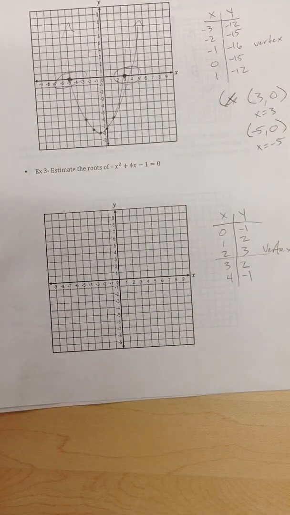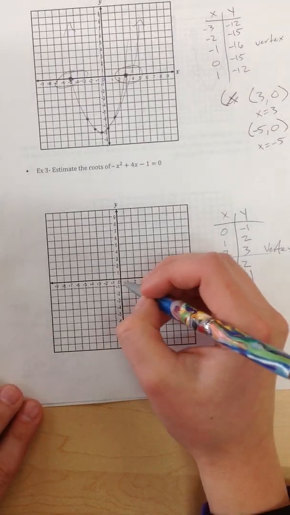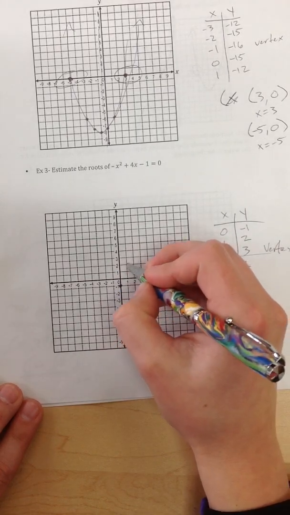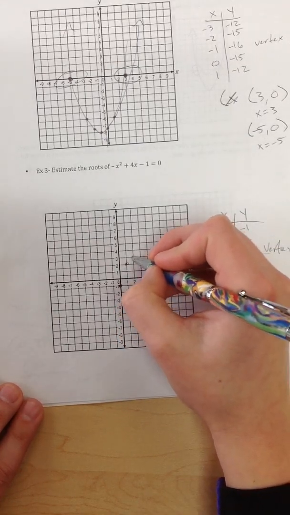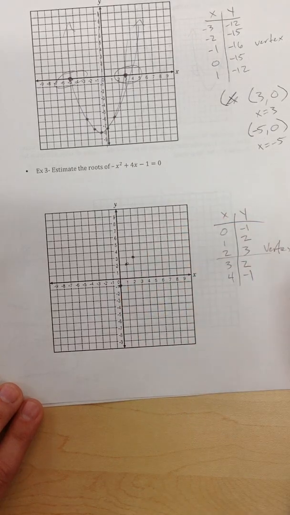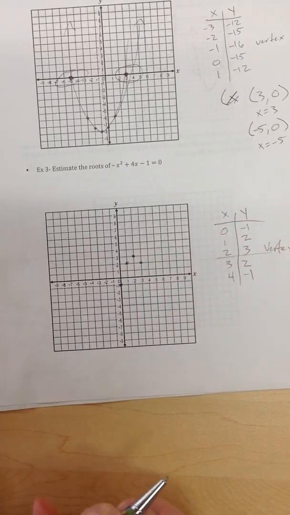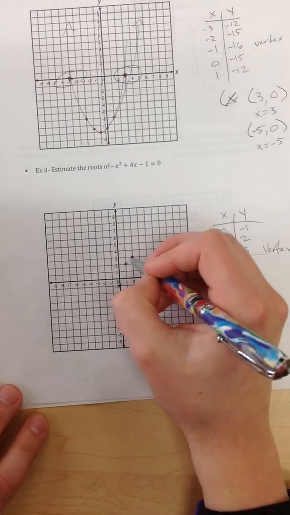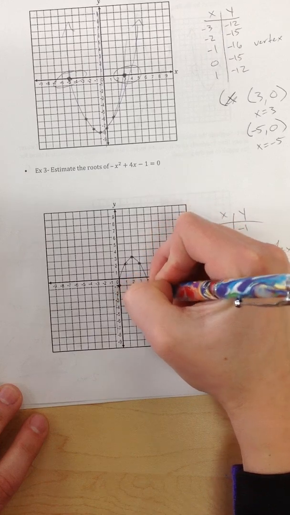Okay, so then I can graph those guys. I've got 0, negative 1, so over 0, down 1. And I've got 1, 2, so I go over 1, up 2. And 2, 3, over 2, up 3. 3, 2, which would be right 3, up 2. And then 4, negative 1, over 4, down 1. Okay, so I kind of draw my curves in there, something like that.